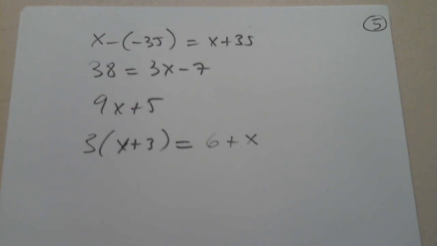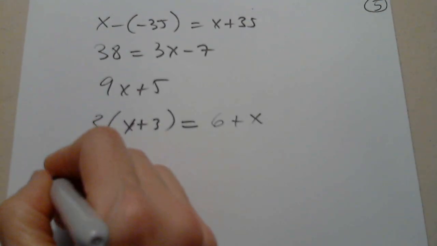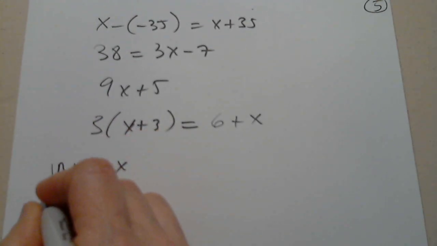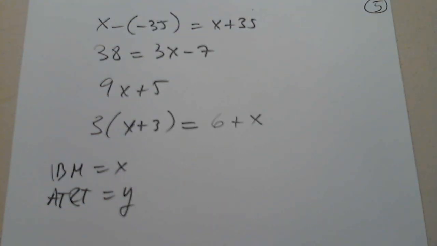So for IBM we can use X, and for AT&T we can use Y. So IBM is X and AT&T is Y. We are told the value of a share of IBM was 82.50 more than the value of a share of AT&T. Use X to represent the unknown value. Write an algebraic expression for each of the quantities being compared.